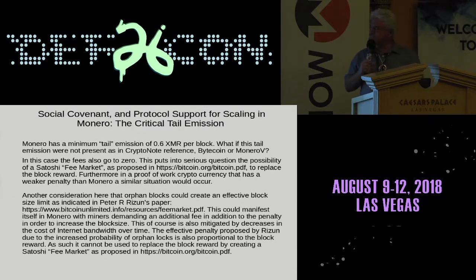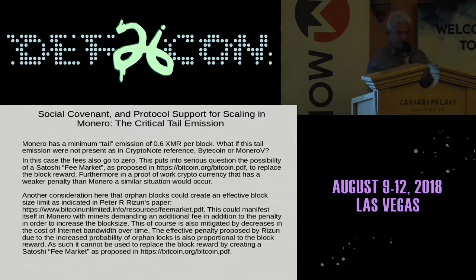Okay, this is all great. But here's where it gets interesting. What happens if the base reward goes to 0? Anyone get a guess? What happens to the fees? The fees go to 0. So if there's no base reward, there are no fees. So it is impossible in this model to replace the base reward with a fee market.